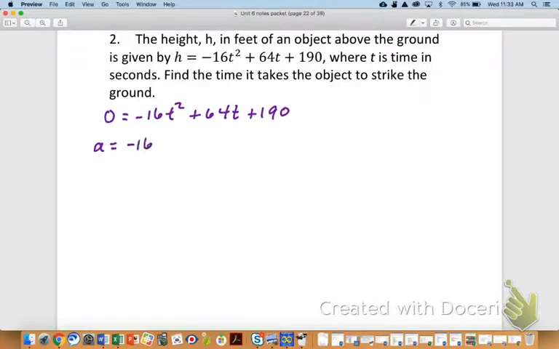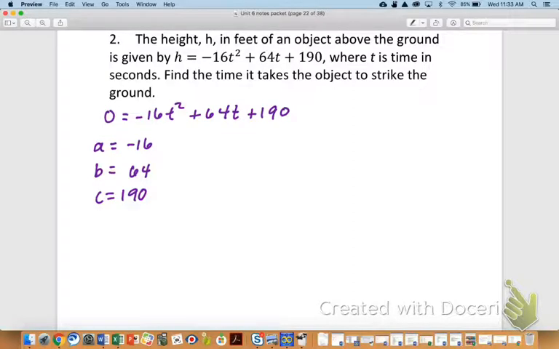Negative 16. What's my b? That's right, my c, of course. Pretty easy to tell when it's in standard form. It's 190. Okay, so the quadratic formula, the numbers are going to get kind of big, but you've got a calculator, so that's what the calculator's for.